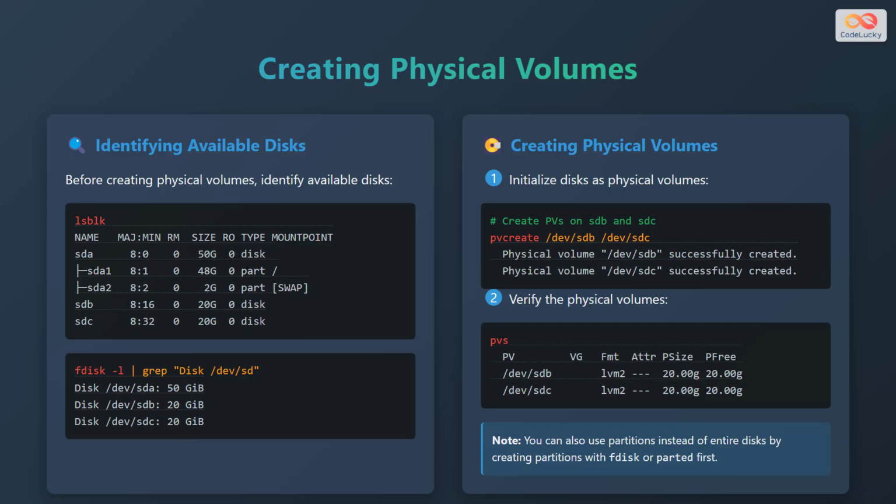To create physical volumes, use the command pvcreate followed by the device path. For example, pvcreate /dev/sdb /dev/sdc. This will create physical volumes on /dev/sdb and /dev/sdc. You can verify the physical volumes by using the command pvs, which displays a summary of all physical volumes. Keep in mind that you can also use partitions instead of entire disks by creating partitions with fdisk or parted first.